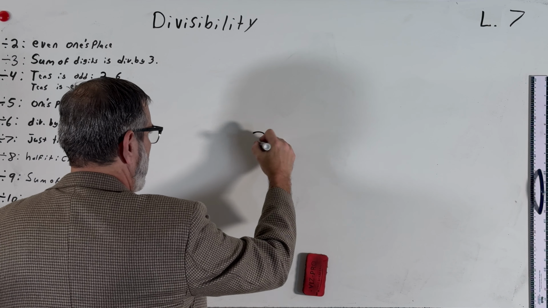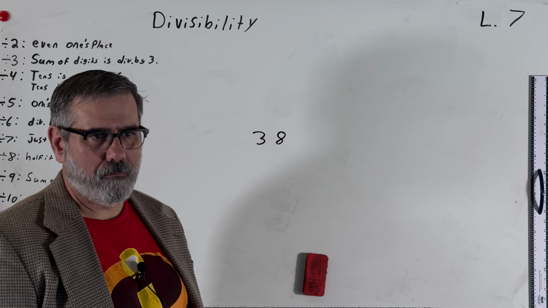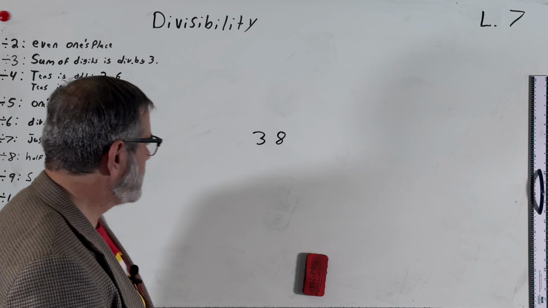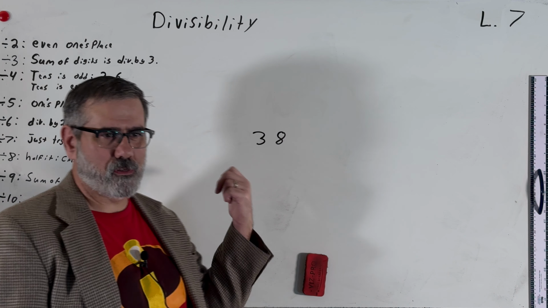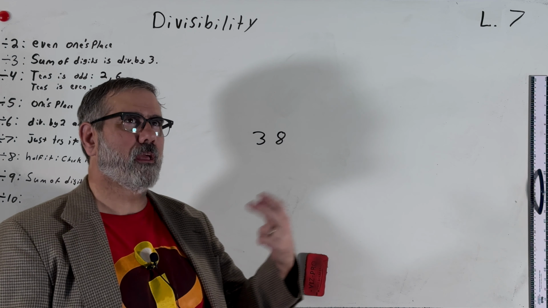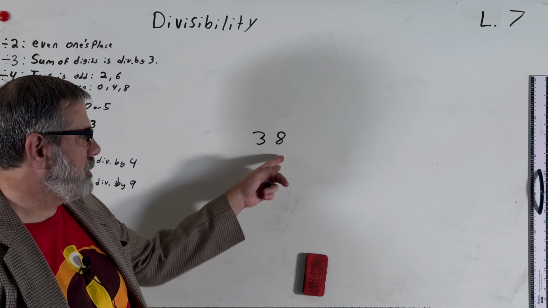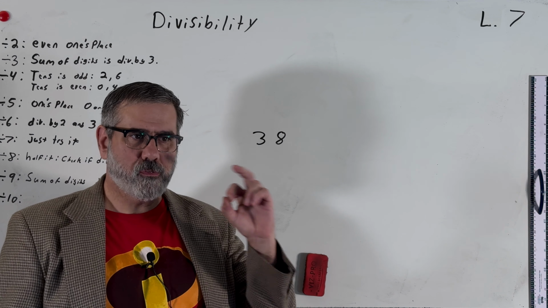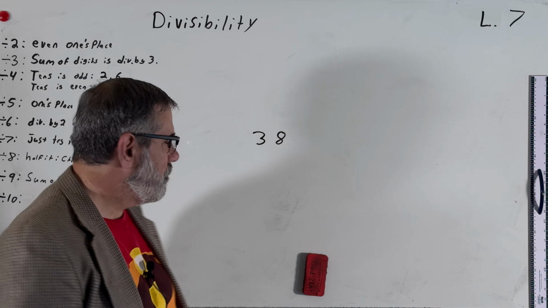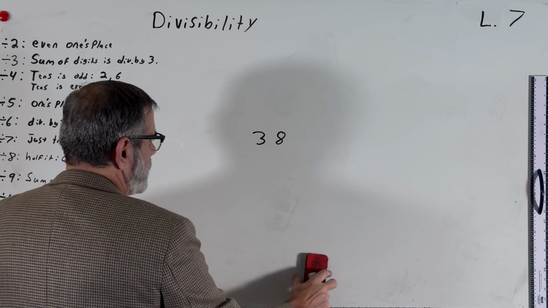So, is 38 divisible by 10? No, it's not, right? If you imagine doing long division on this, you'd say, how many 10s go into 38? I can get 3. 10 times 3 is 30 with a remainder of 8, right? Whatever the ones place is, that'll be the remainder. You want a remainder of 0 when you divide by something. So 38 is not divisible by 10.